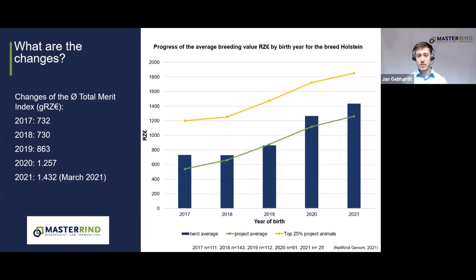And yeah, this year and last year, you have the huge step of around 400, 500 euro in the genomic points and the total merit index RZG Euro. So you can see the influence, and even the step you will see in the future of the farm. We hope, and we already think, that you will see the improvement of the herd genotypes in the production. You can see the potential that the genomic breeding value brings. It shows the potential of each animal.